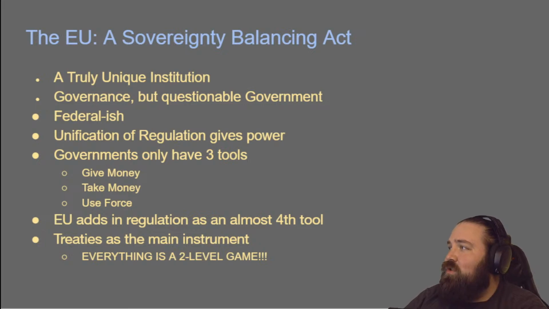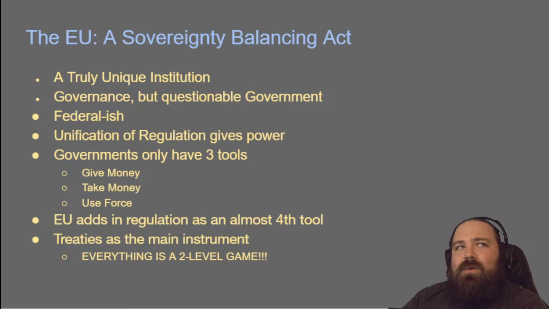And I think it's important for us to remember at this point that governments only have three tools available to them. Everything that a government does is going to fall into one of those three categories: the ability to give people money, the ability to take money from people, or taxation authority, and the ability to use force. And the EU does these three things, but they wield regulations in kind of the same way that you would think of another state using policing powers. So in some ways, regulation is almost a fourth tool, or it takes the role of the use of force, although they do kind of have the ability to use force as well.